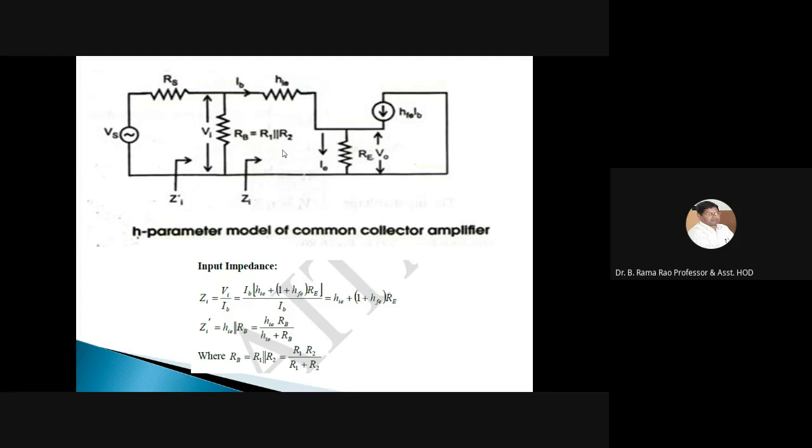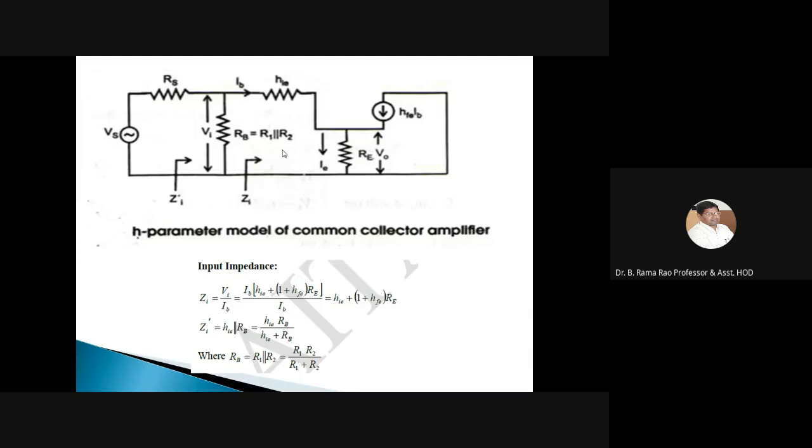Okay. Hello. Anybody can respond, please. Please do the analysis using the circuit, determining the parameters like input impedance, output impedance, voltage gain and current gain. Okay, sir. Then I will explain.